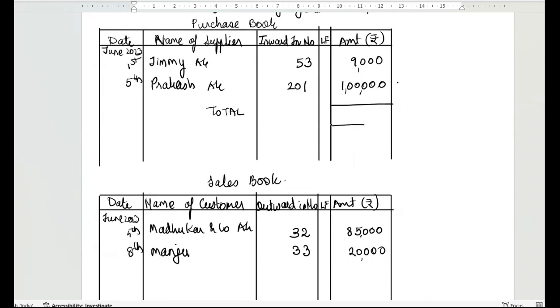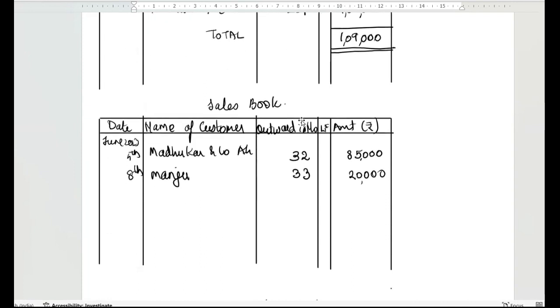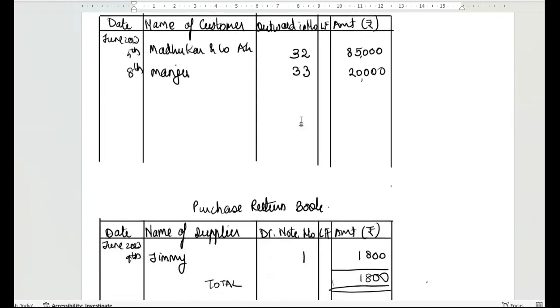See here, if you notice, I'm talking about the heading as purchase book and not purchase account. Okay, it is not a ledger, it is a purchase book. So 1,09,000 is the total of our purchases for the month of June. So in the purchase book, I take the total. Sales book, now I have sales book also, I take the total. Sales book total comes to 1,05,000. Fine. So this is the end of the illustration.